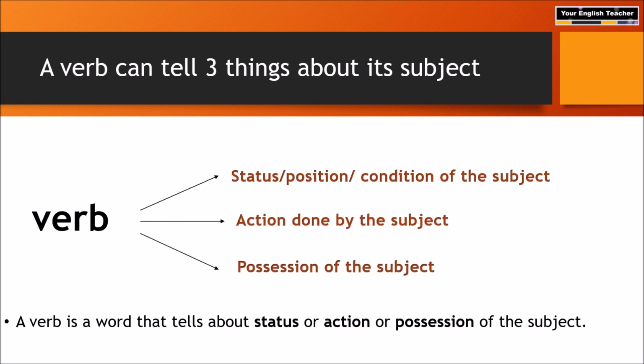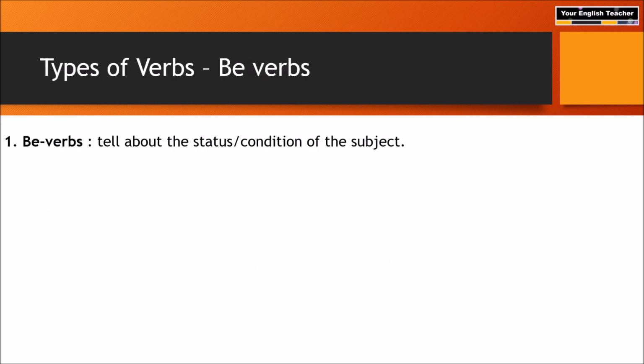So a verb in a sentence may tell any of these three things about the subject. But remember, a verb in a sentence will not tell all three things. It tells any one of these three things about the subject. So now let us try to understand different types of verbs.